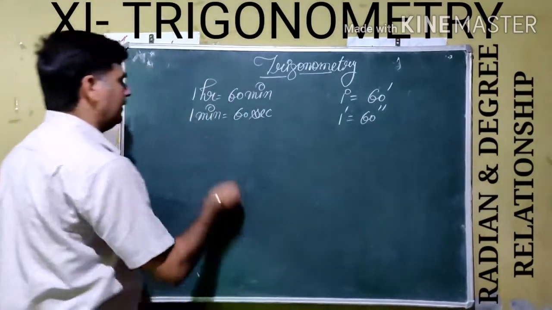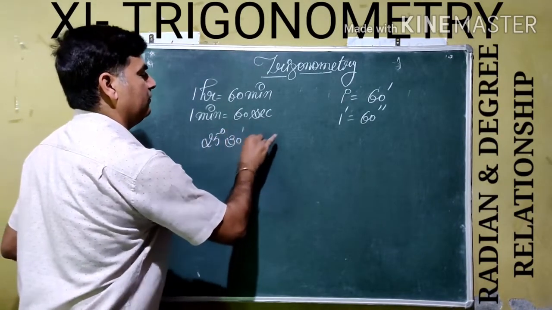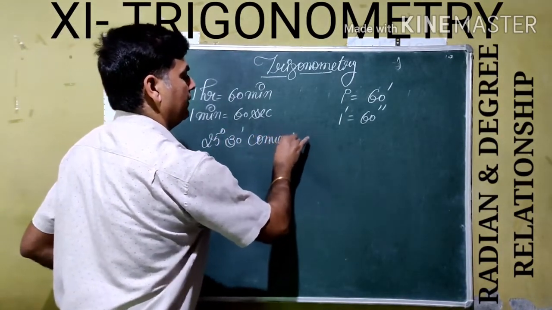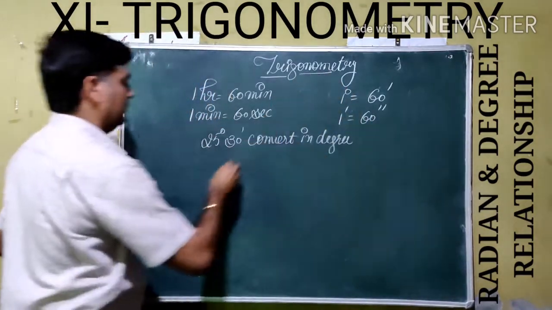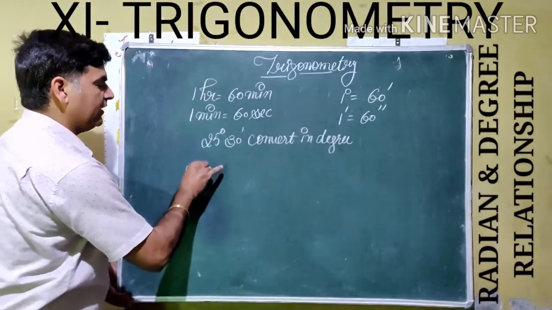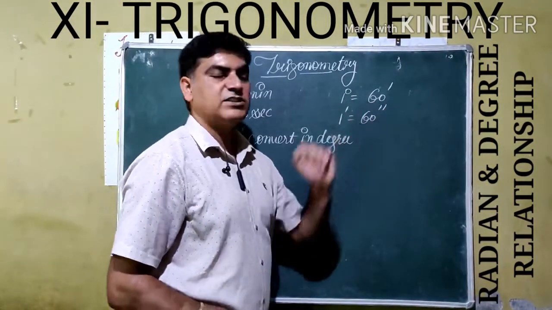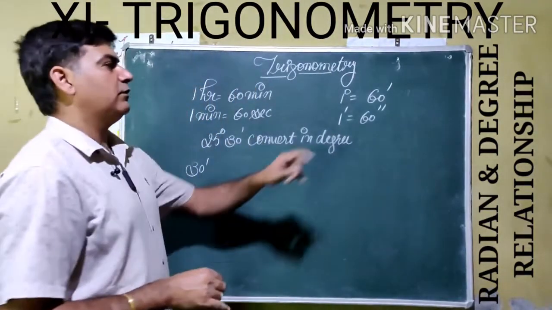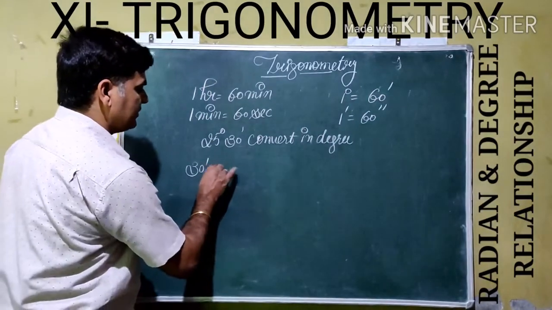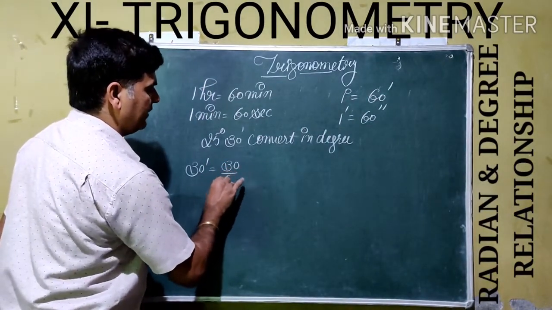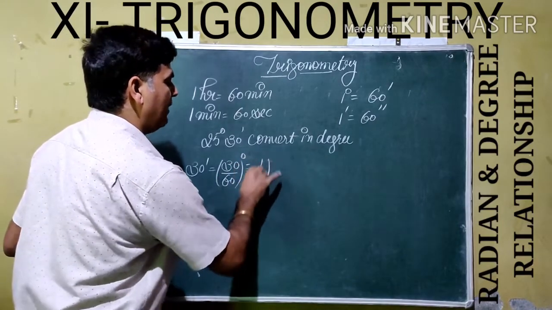For example, we have 25 degree 30 minute. Convert this into degree. If you see here, 30 minute, where 1 degree means 60 minutes. So if you want to convert from a smaller unit to a larger one, we divide by 60. So 30 divided by 60 now becomes degree. After cancellation we get half degree.